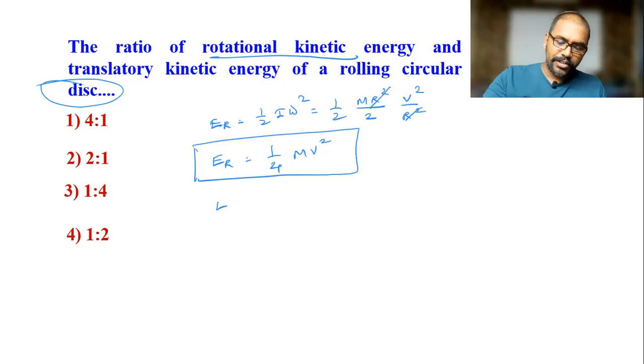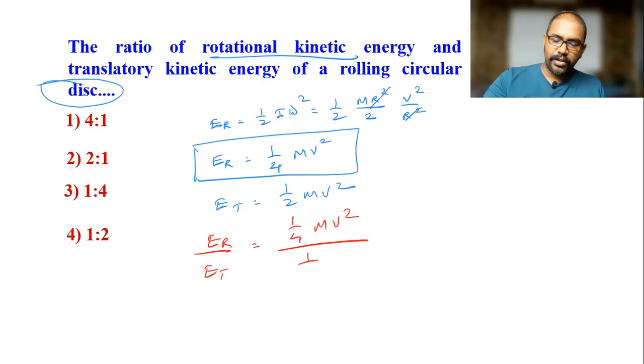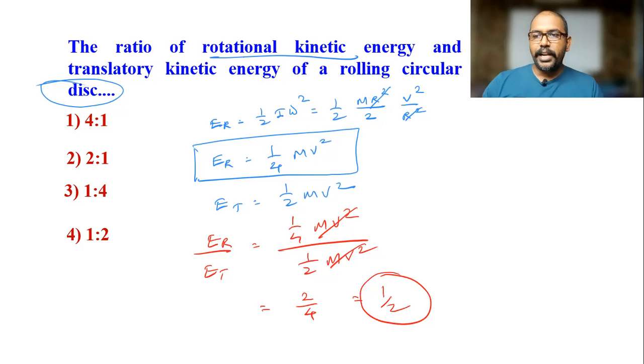In a similar manner, the translational kinetic energy is 1 by 2 mv square. So we have to take the ratio of these two. So after taking the ratio, we will get the answer. So E rotational divided by E translational is equal to 1 by 4 mv square divided by 1 by 2 mv square. So this mv square gets cancelled. 1 by 4 divided by 1 by 2. So it is 2 by 4, means 1 by 2. So 1 by 2 is the right answer for this question. And 1 by 2 you can see in option 4. So option 4 is the correct option for this question.